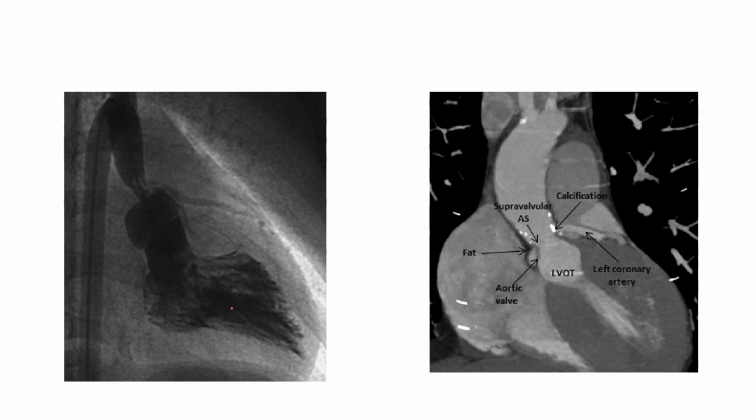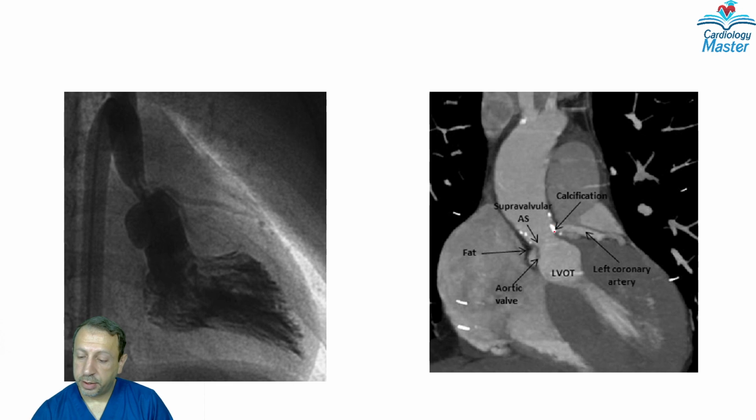Regarding the supravalvular causes, what happens above the aortic valve? This is the level of the aortic valve. This is the subvalvular LVOT. This is the supravalvular level. You can notice here an element of narrowing above the level of the valve, which is very obvious.